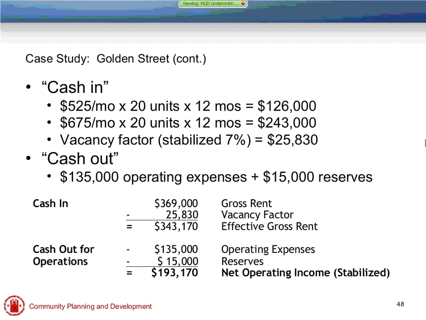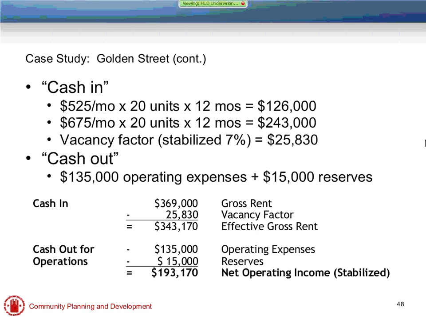Okay, so $25,830. That's all the cash that's not coming in. So that's the actual cash collected coming in, and then we have our expenses. So we've taken our gross rent here, subtracted out our vacancy factor to get effective gross rent of $343,170, and our cash out is our $135,000 operating expenses and $15,000 in reserves.